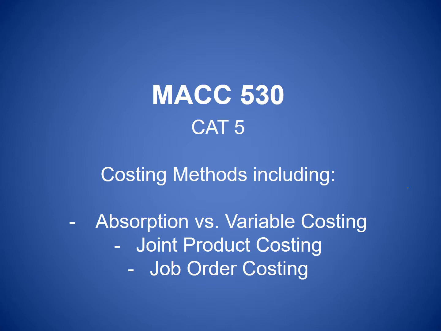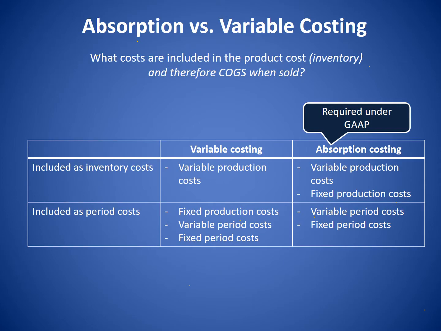In this presentation, we're going to talk about three methods of inventory costing. They include absorption versus variable costing, joint product costing, and job order costing. Let's take a look at absorption costing versus variable costing.